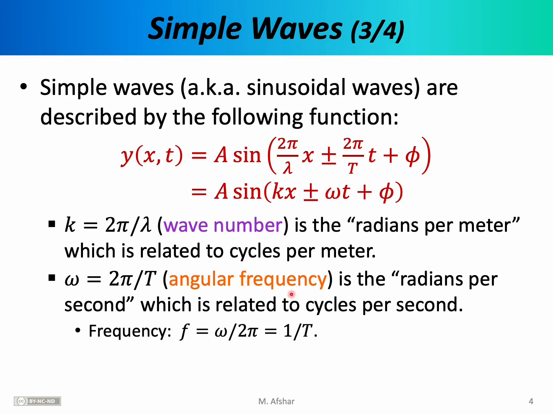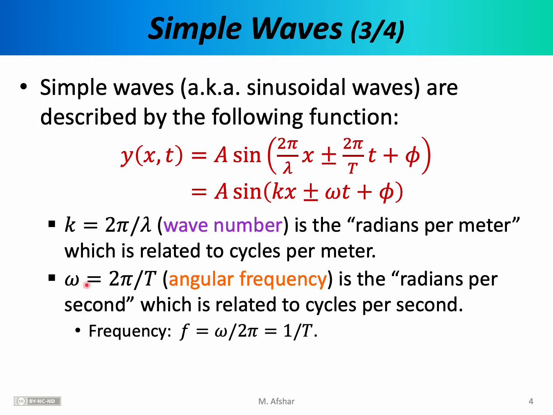Omega is referred to as angular frequency. You should already be familiar with this from our discussions of simple harmonic motion. It is defined as 2 pi over the period. It tells us the number of radians that the wave goes through per second.